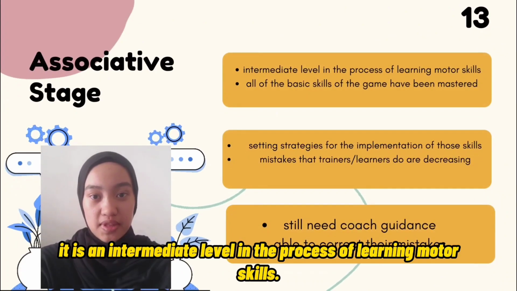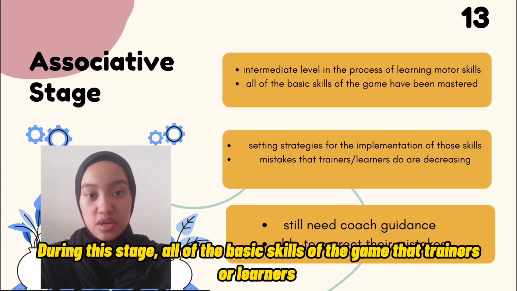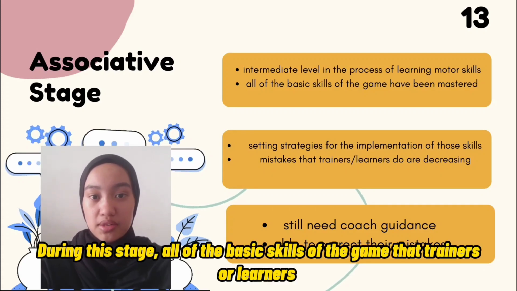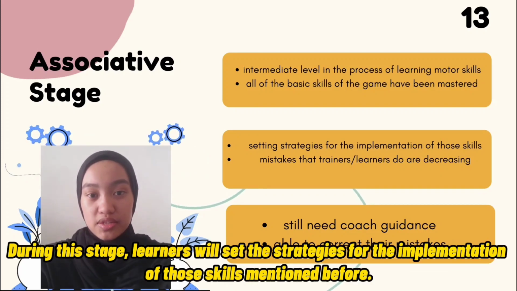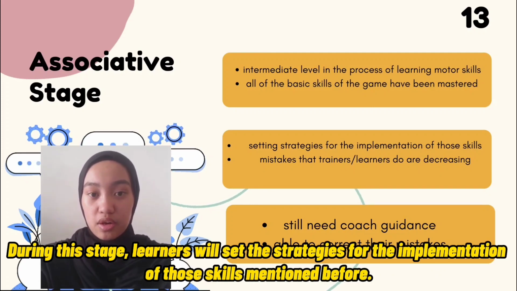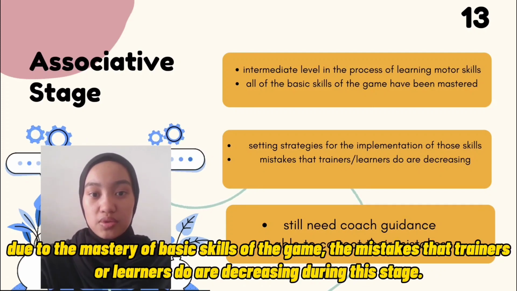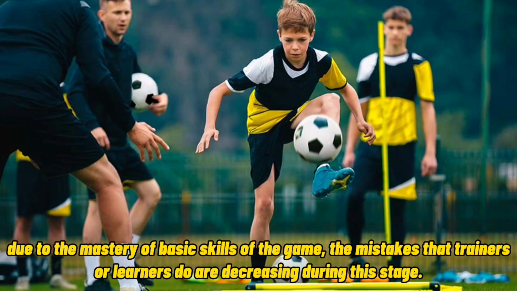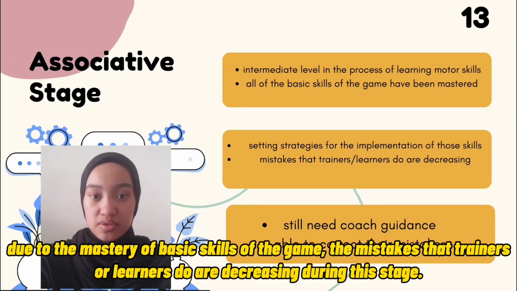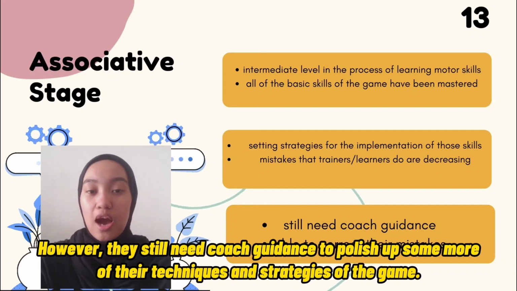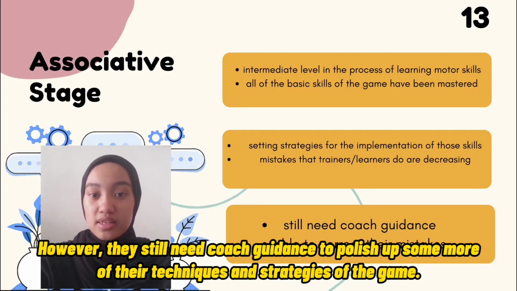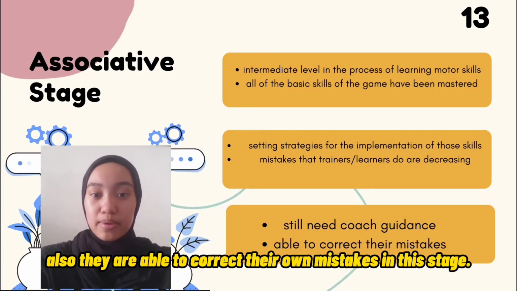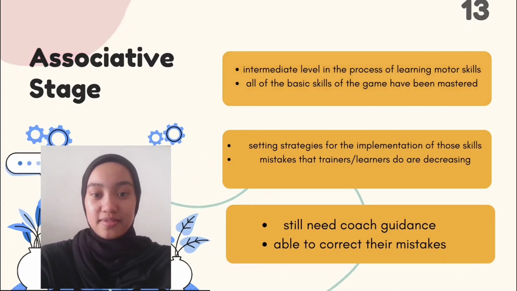The next one is the associative stage. It is an intermediate level in the process of learning motor skills. During this stage, all of the basic skills of the game that trainees or learners were taught in the previous stage need to be mastered. Learners will set the strategies for the implementation of the skills mentioned before. Due to the mastery of basic skills of the game, the mistakes that learners make decrease during this stage. However, they still need coach guidance to polish some more of their techniques and strategies of the game. Also, they are able to correct their own mistakes in this stage.